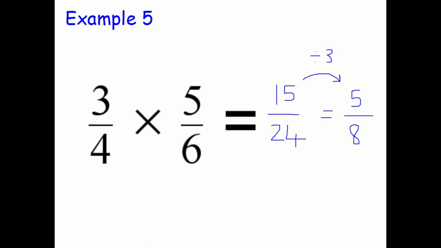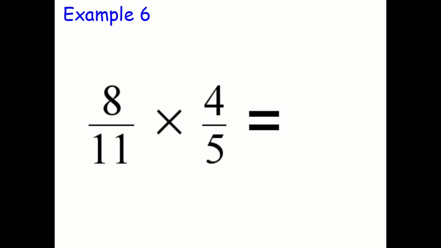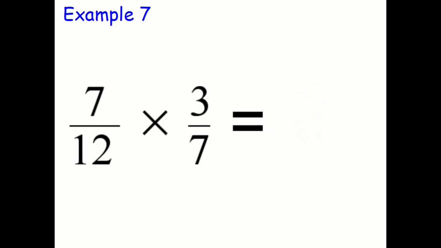If you want a bit more on simplifying fractions, watch the video on simplifying fractions. Example number 6, so again we are multiplying across the numerators. 8 times 4 is 32. And multiply across the denominators. 11 times 5 is 55. And that cannot be simplified because 32 and 55 do not have any common factors apart from the number 1. So it will not be simplified any further than that.